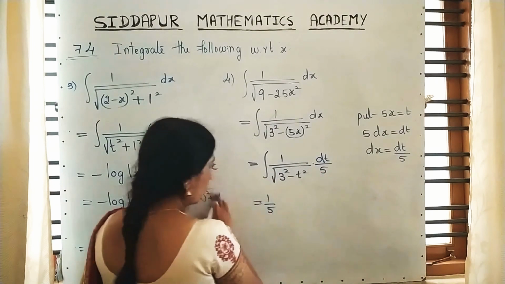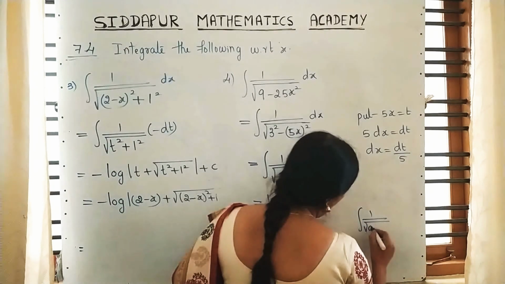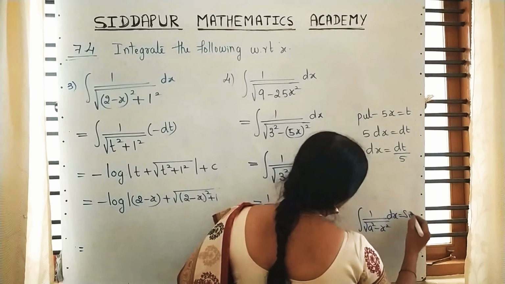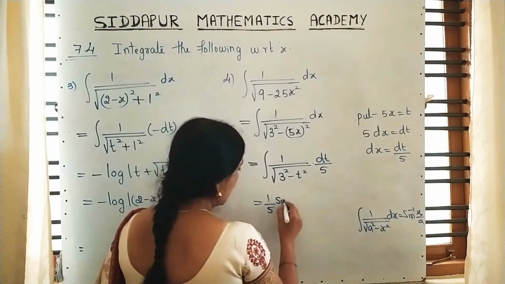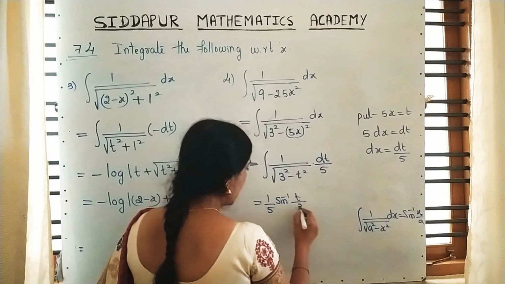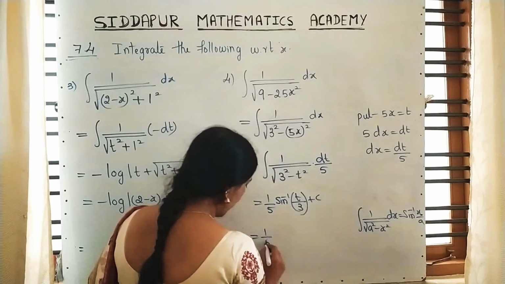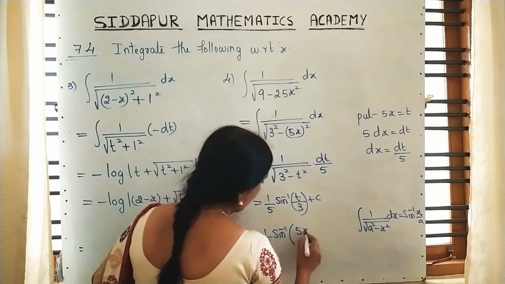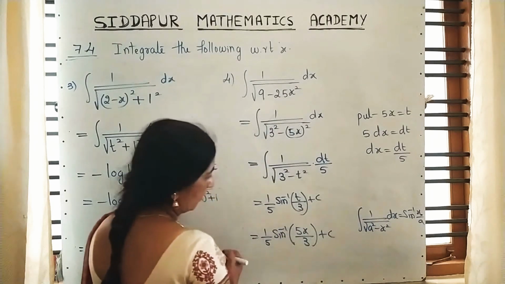1 by 5 is constant, so which formula is applicable? 1 upon root of a square minus x square is applicable. That is sin inverse x by a. So sin inverse t by 3 plus c. This is 1 by 5. Sin inverse t value is 5x upon 3 plus c.